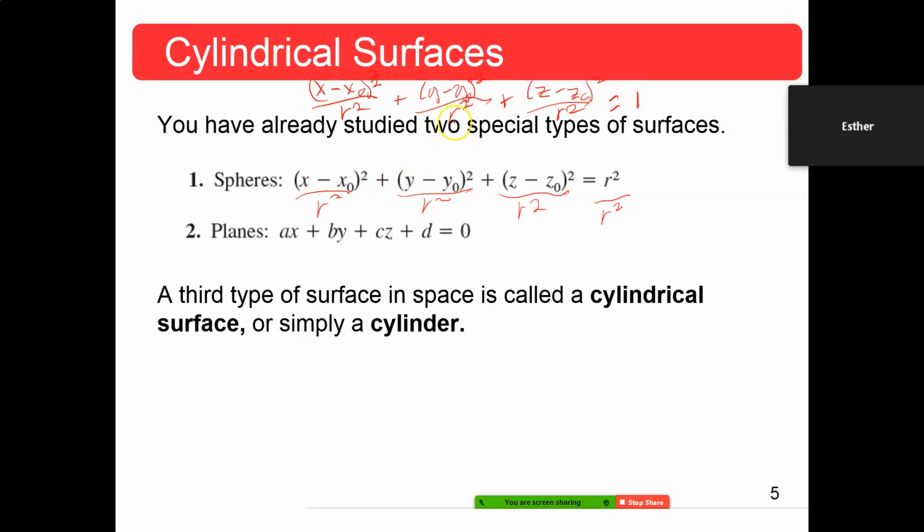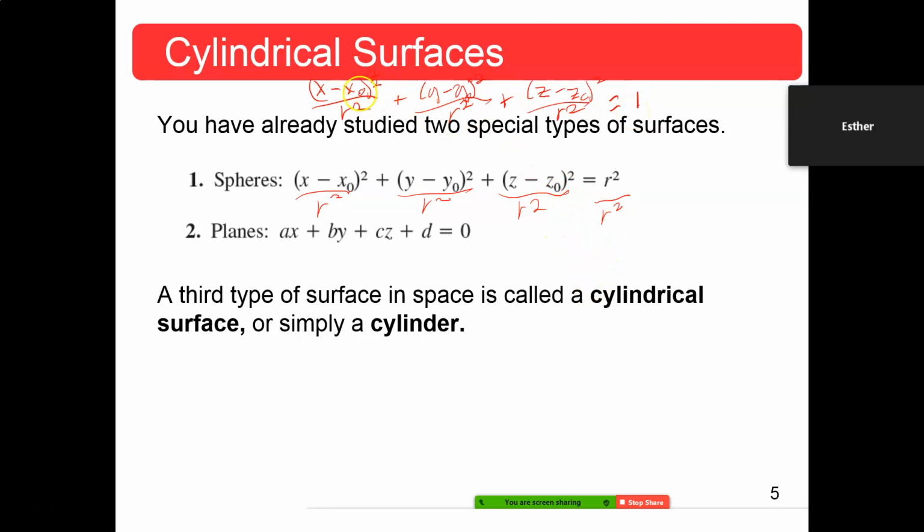The center of the sphere is this point x0, y0, z0. That's the center of the sphere. Other things to note: the denominators are all the same number, r squared. And this is a 1 there, so that's where you divided r squared by r squared.